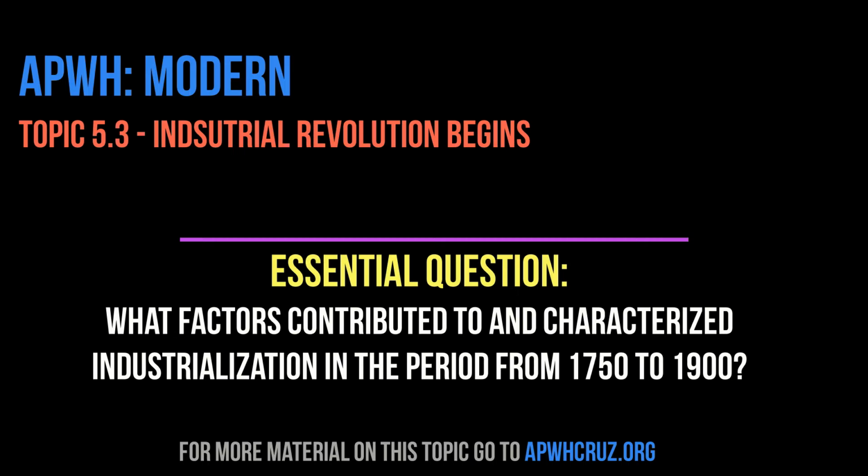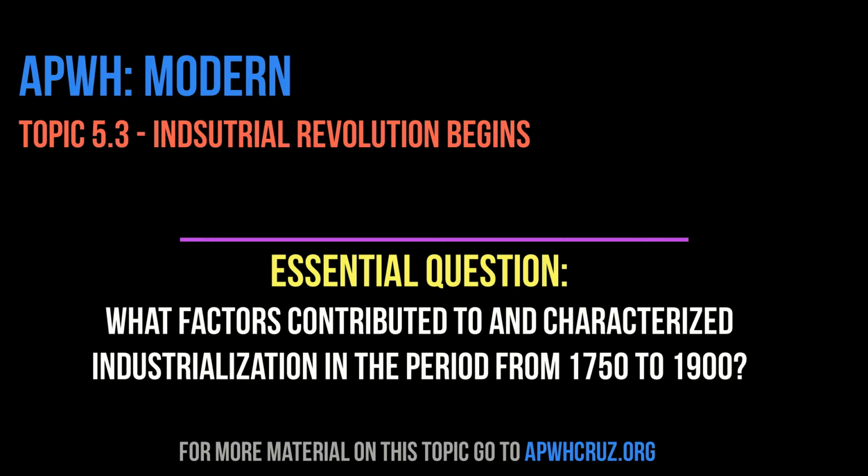Welcome to AP World History Modern Podcast, topic 5.3, Industrial Revolution Begins. The essential question: what factors contributed to and characterized industrialization in the period from 1750 to 1900?